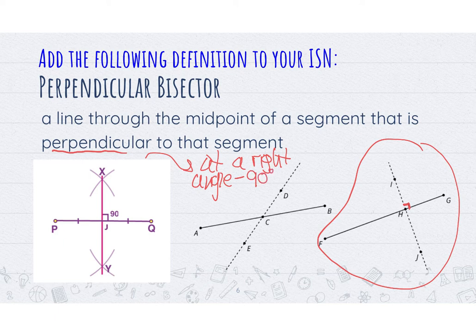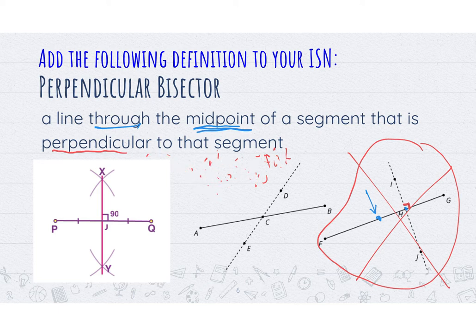A right angle is 90 degrees. But you'll notice the other part of our definition is midpoint, through the midpoint. And this point H, that is not the midpoint. Midpoint means middle. And the midpoint would be over here somewhere. So this example is not a perpendicular bisector. So let me erase this real quick so we have some space. Erase. There it goes. Pretty good. Go back to my pen.